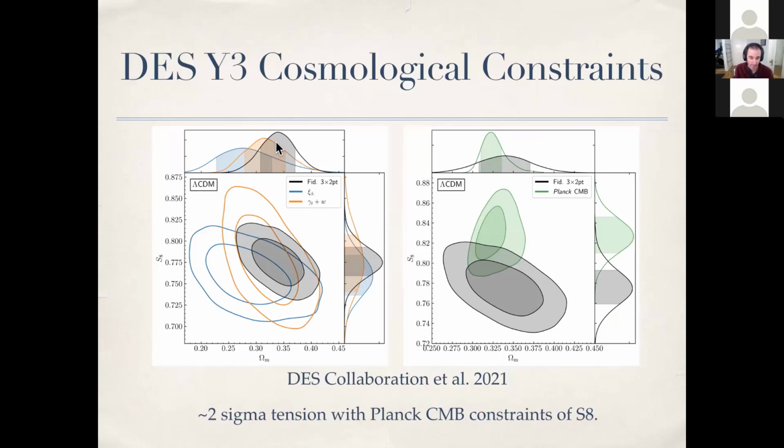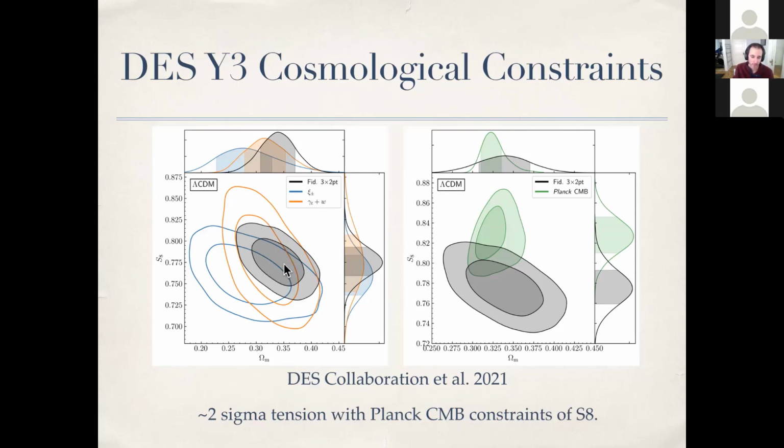So I'm showing this figure again. This is constraints from the Dark Energy Survey, first 3 years of Dark Energy Survey data, where, again, amount of matter, amplitude of the matter power spectrum, and the blue contour here is the lensing only. Orange is the cross correlation between lensing and galaxy positions, in addition to the galaxy autocorrelation, and the combination is shown in black here.